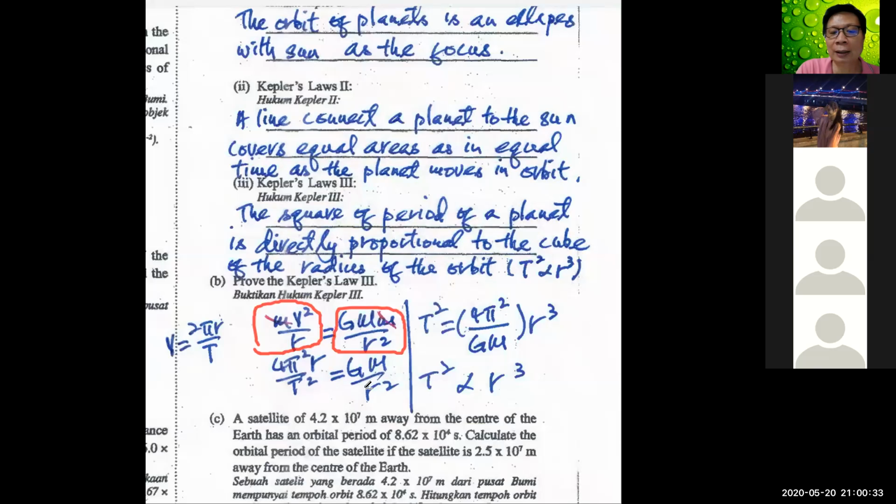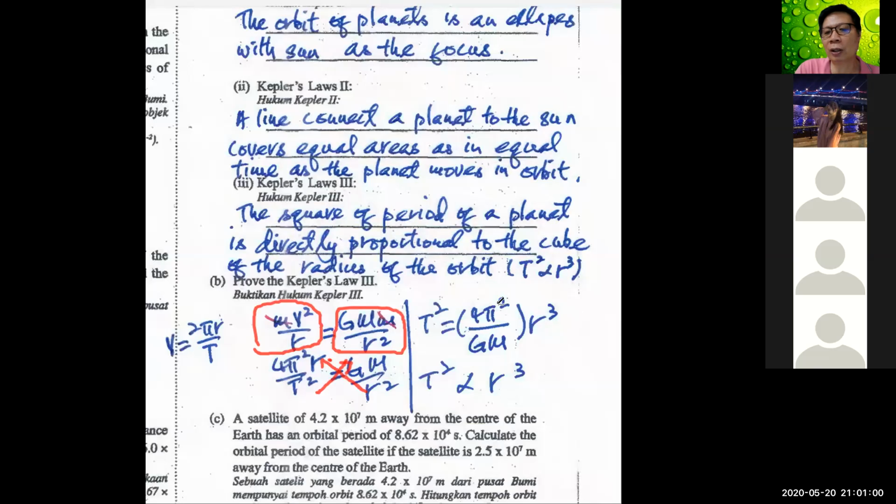Like this, this one crossover multiply the T square, bring it over, and the GM bring down. So you get this famous formula. Then from here you see T square is directly proportional to r cubed. This proves Kepler's third law: T square is directly proportional to r cubed.